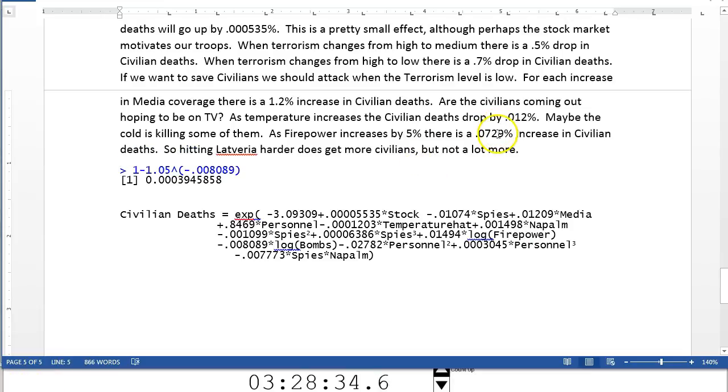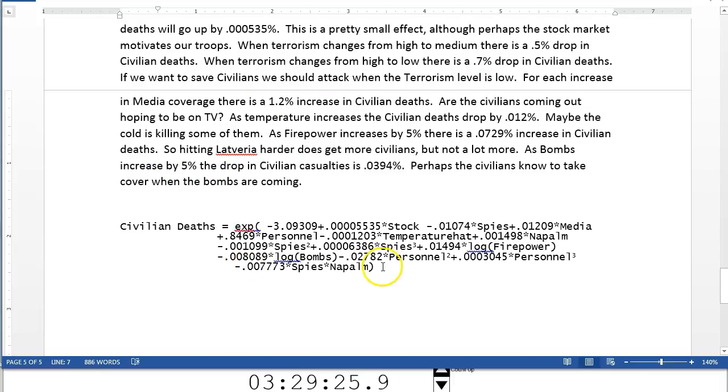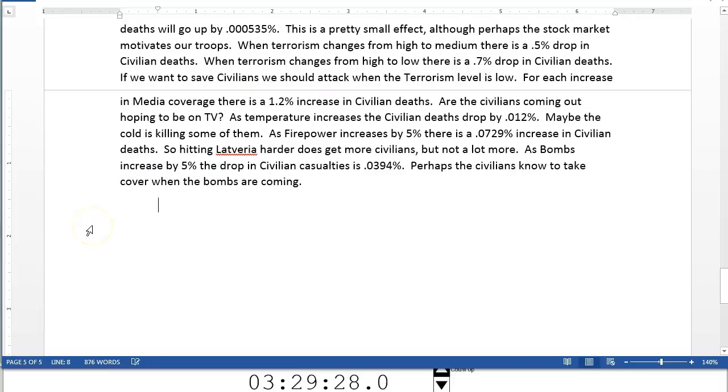And really, these percentage changes are small. The only one that really had a big one was the terrorism level, and maybe media coverage. The rest are all practically pretty tiny. Of course, having just said that, I mean, we're talking about civilian deaths that are like in the 20 range. Maybe if we were talking about thousands of deaths, then these percentages would have meaning. I mean, saving one life kind of matters.